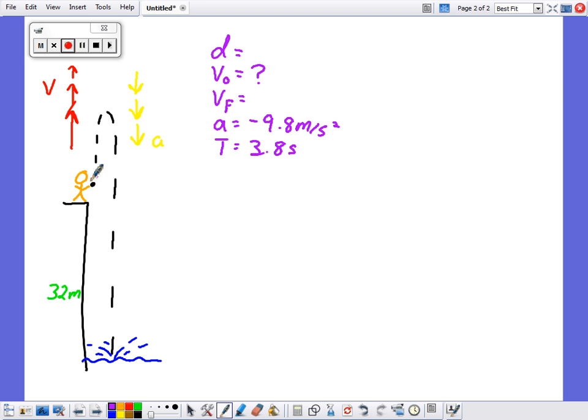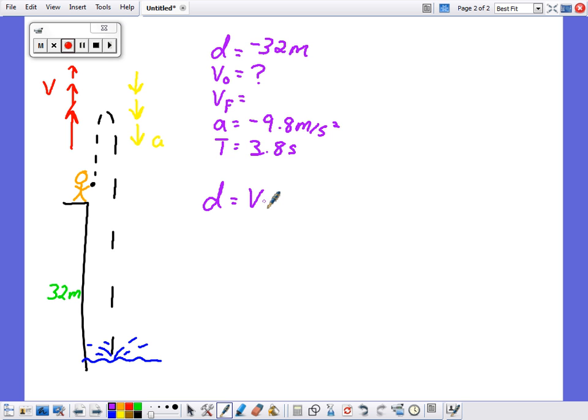Now we know that it starts out in the person's hand and lands in the water 32 meters below. The D here is not asking for the total distance that the rock covers, it asks for how far it is from where it starts to where it ends up. And that is 32 meters below the student, so that's a negative 32. From here, we're going to use the equation that does not have V_F in it because it's our blank spot.